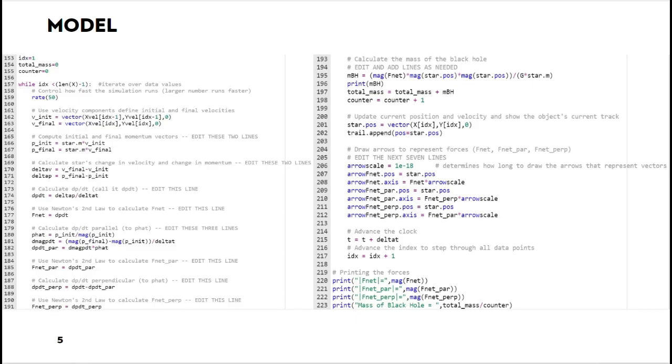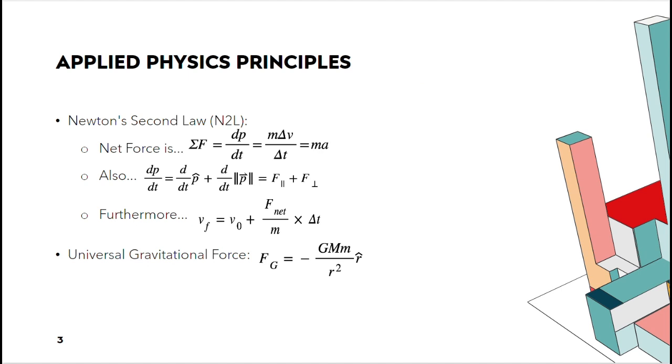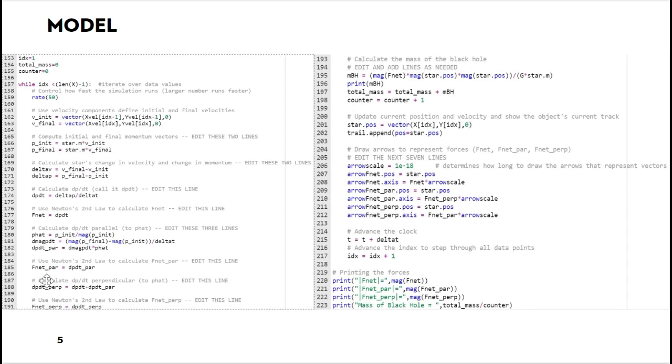So the magnitude would be equal to the parallel component and the perpendicular component, and then the unit vector times d/dt of momentum will be the parallel component. And then we solve for the mass of the black hole here, which is basically the GMm over r squared times r hat equation, except we need to solve for M instead of F since we have the net force. So we rearrange the equation to solve for the mass of the black hole.